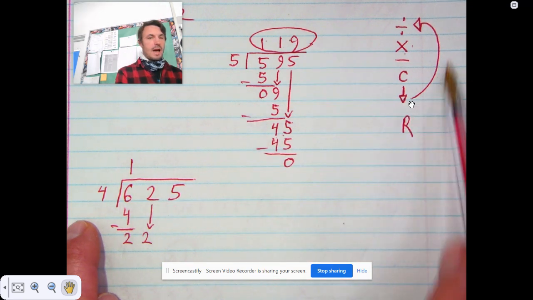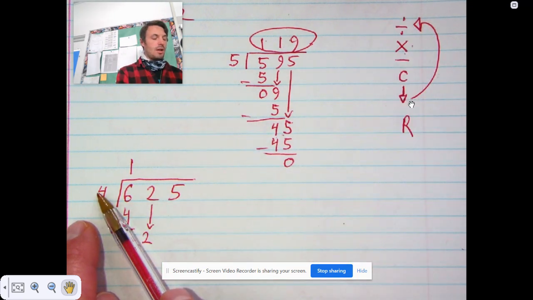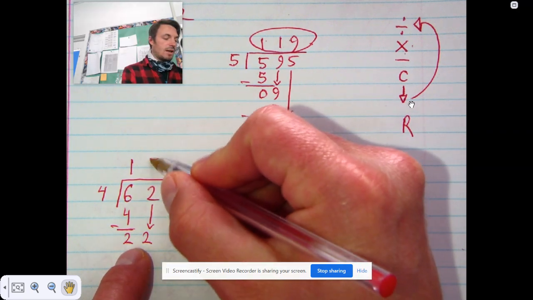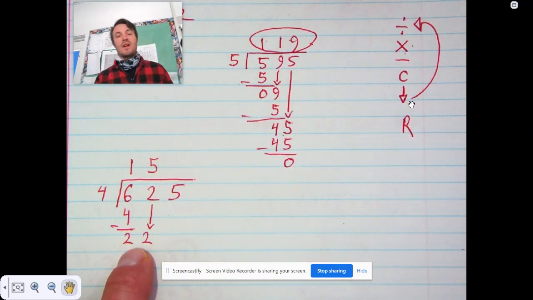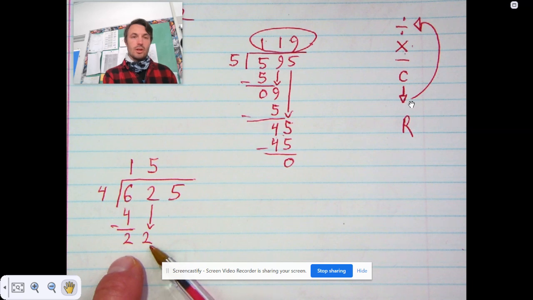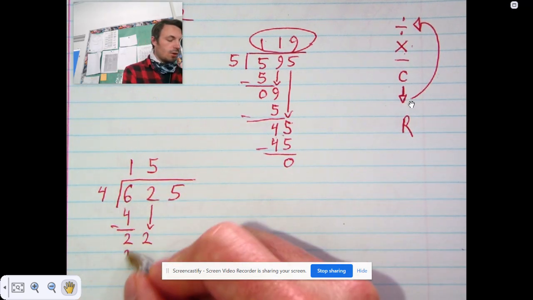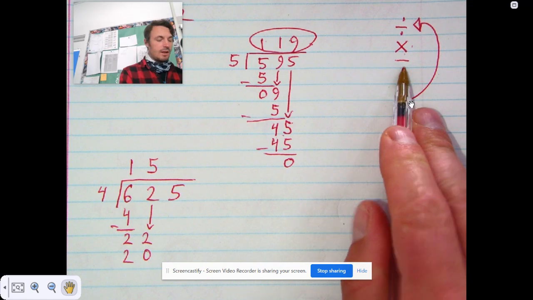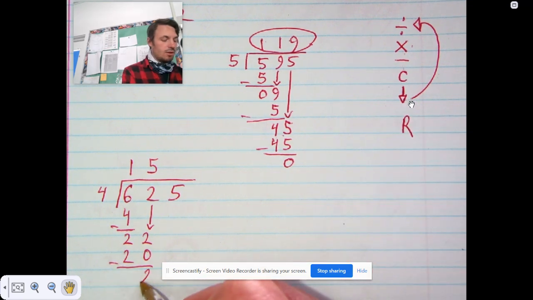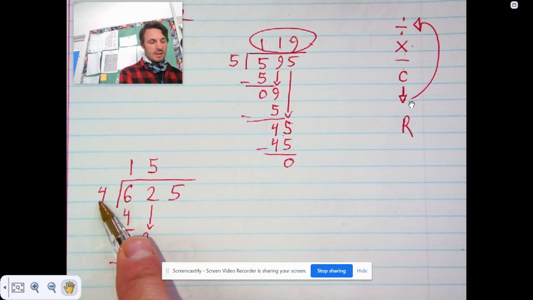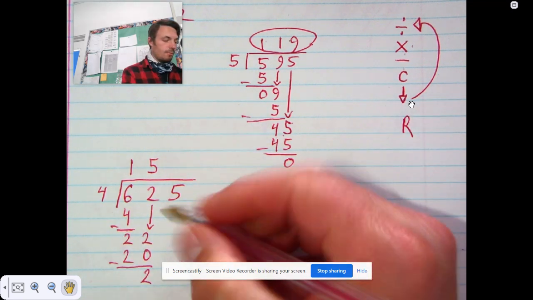Now we go back to divide. How many times can 4 fit into 22? It can fit in 5 times because 4 times 5 is 20, which gets us closest to 22 without going over. Okay, so we just divided. Now we multiply. 5 times 4 is 20. Now we subtract. 22 minus 20 is 2. Now we compare. Is 2 smaller than 4? Yes. So we bring down.